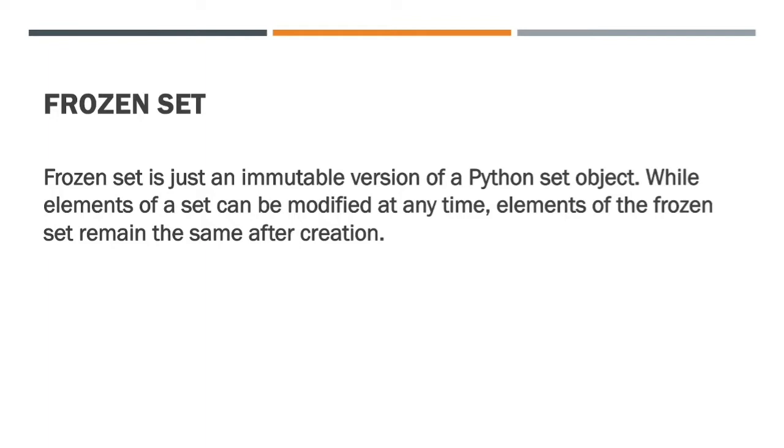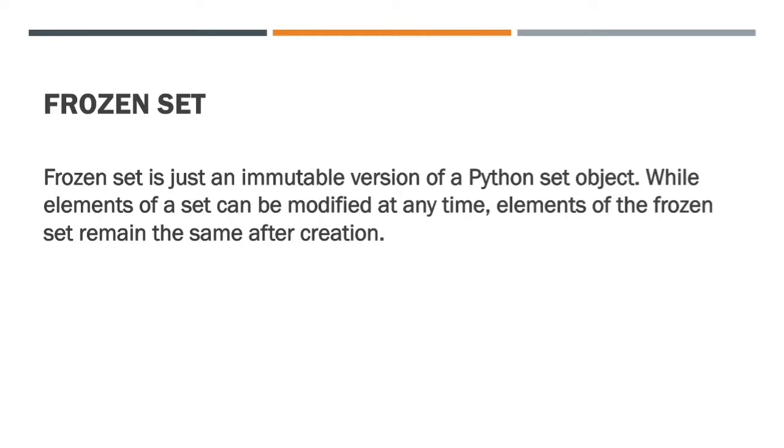This works similarly to your set. Each and every method that is applicable on a set is also applicable on your frozen set, but this is an immutable version. Now, what do we understand by immutability? If you know what tuples are in Python, then you will be able to understand the concept of immutability. Tuples are immutable and so are frozen sets. So a frozen set's value cannot be changed once it is declared. While elements of a set can be modified at any time, elements of a frozen set remain the same after creation.